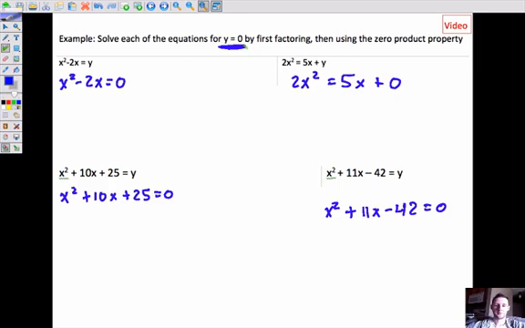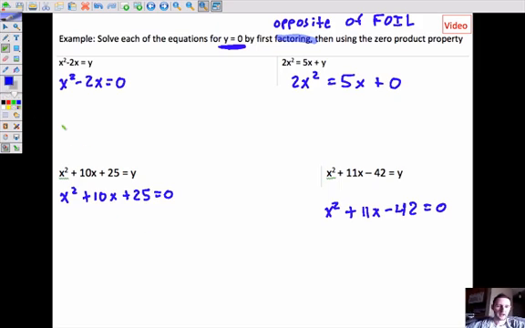Factoring is just the exact opposite of FOIL. FOIL would take things and expand them out of factored form. Factoring is the exact opposite. It's going to take something from general form and put it into factored form. And the way we do that, there are basically a couple things that we need to look for.